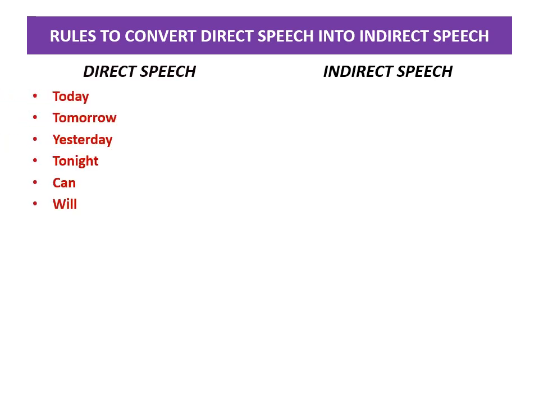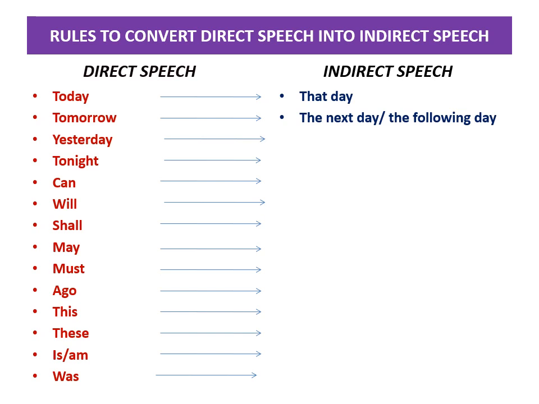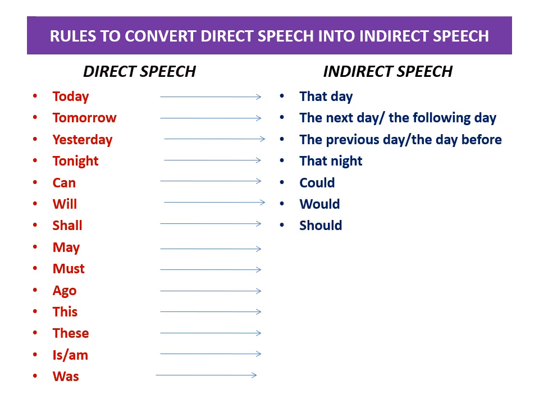Now you can see the words to my left that are in red. They are the words that are used in direct speech. Now if these words are used in direct speech, they have to be replaced with other words when we are writing indirect speech. So if you have the word today in direct speech, you have to change it to that day. If you have the word tomorrow, the next day. Yesterday, the previous day. Tonight, that night. Can, could. Will, would. Shall, should. May, might. Must remains must only. Ago, before. This, that. These, those. Is, was. Was, had been.